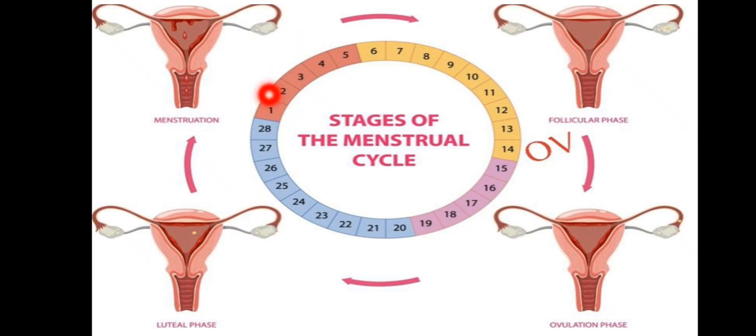In the ovarian cycle, from day 1 up to day 14, just think of it as one big phase, which we call the follicular phase. So in the ovarian cycle, from day 1 to day 14, just write it as a follicular phase. To make life simple, what is happening in this follicular phase?